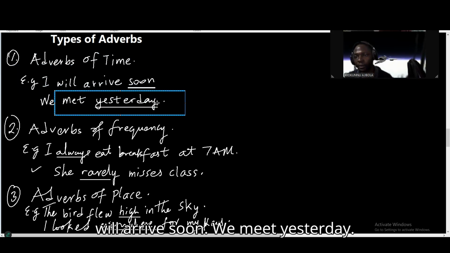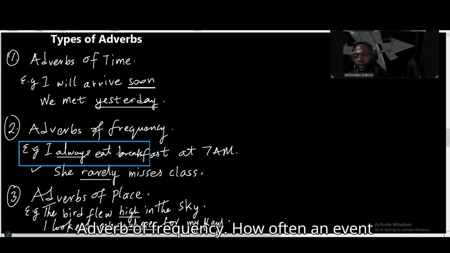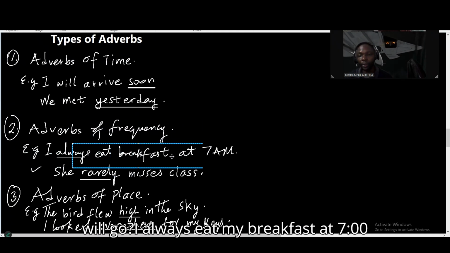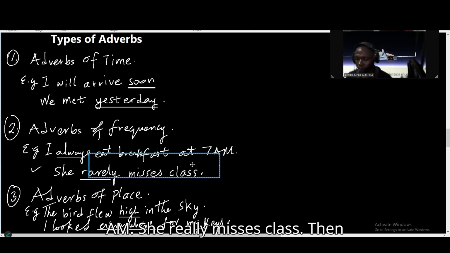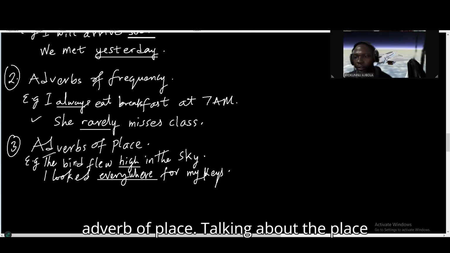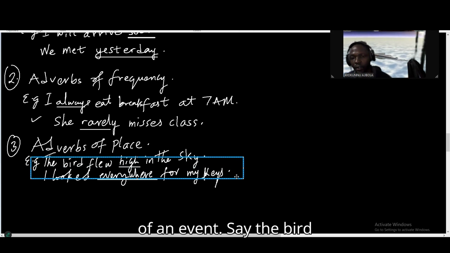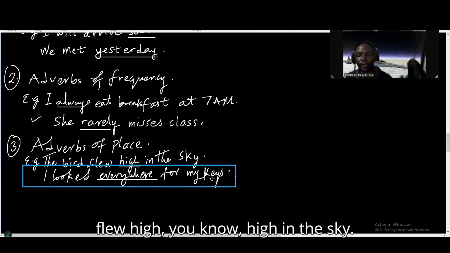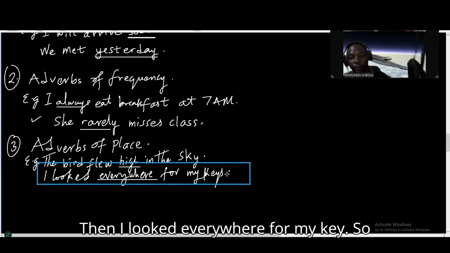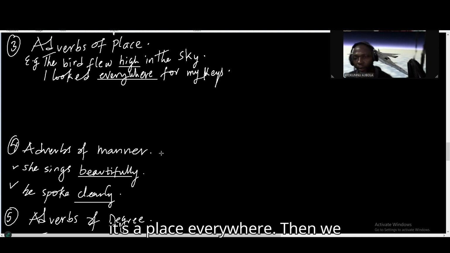I will arrive soon. We met yesterday. Adverb of frequency: how often an event occurs. I always eat my breakfast at 7 a.m. She rarely misses class. Then adverb of place, talking about the place of an event. You say the bird flew high in the sky. Then I looked everywhere for my key. So it's a place, everywhere.